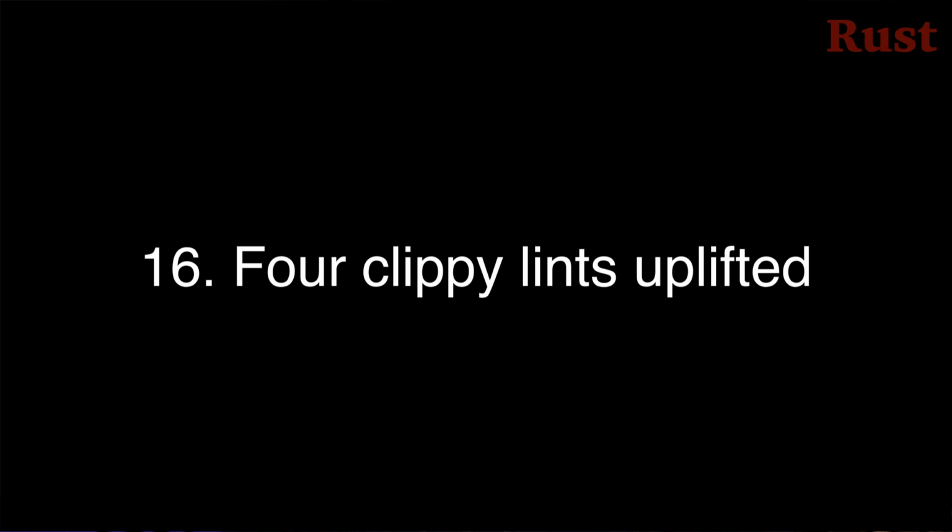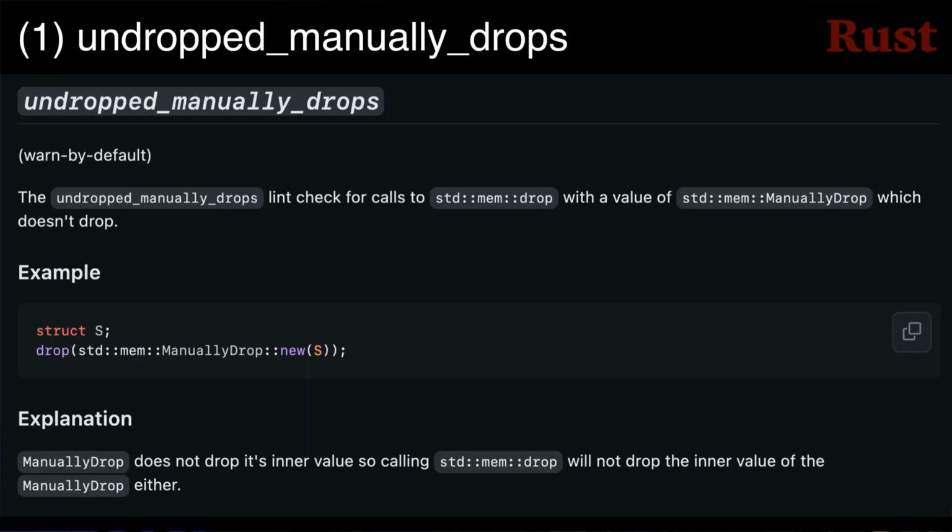Number 16. 4 clippy lints were uplifted into Rust itself. The first one is undropped_manually_drops. This is a lint that warns you if you try to use std::mem::drop to drop something wrapped in the ManuallyDrop struct. This won't drop the wrapped value because the whole point of the ManuallyDrop struct is to make it so that you have to call one of its methods to drop the value it wraps.